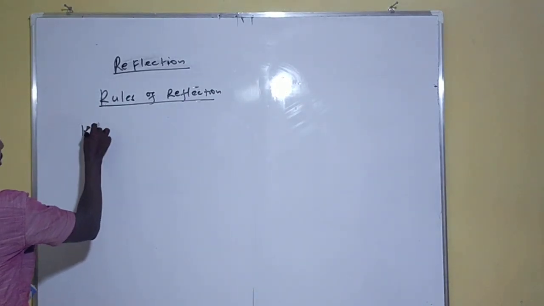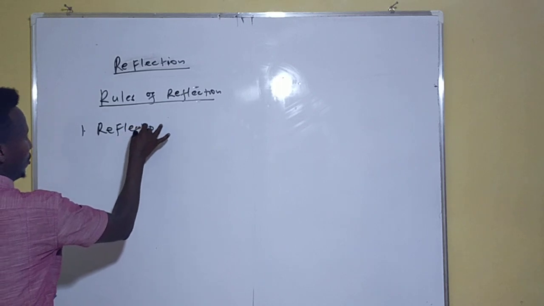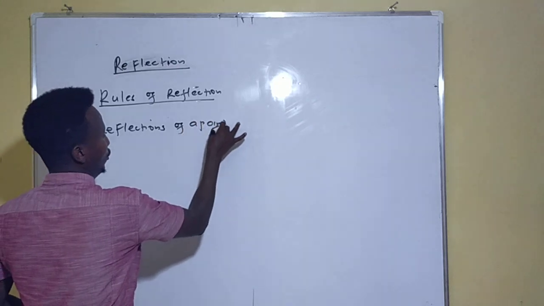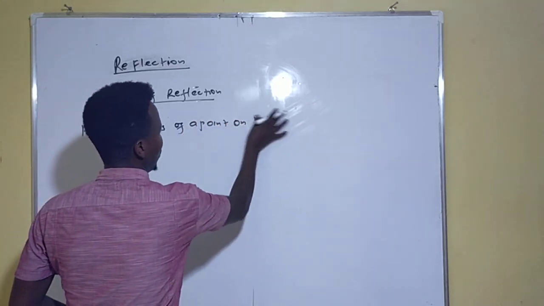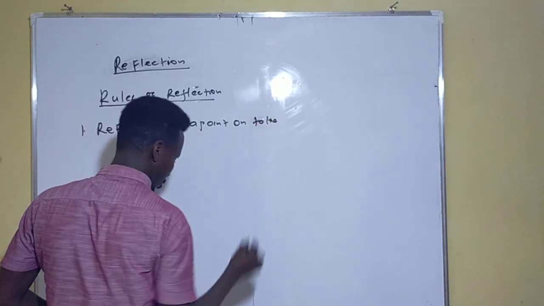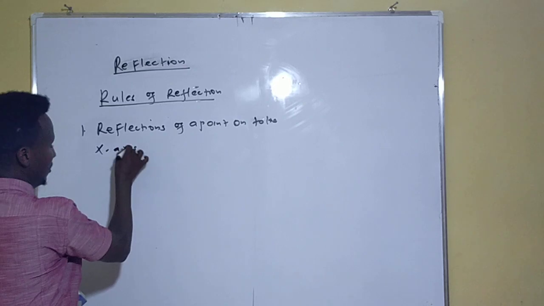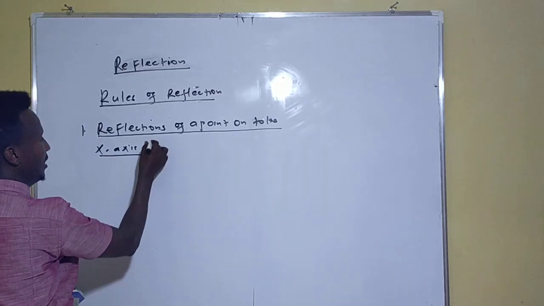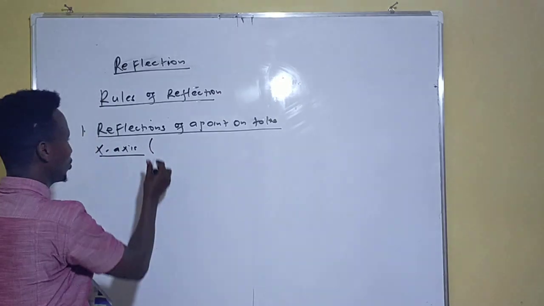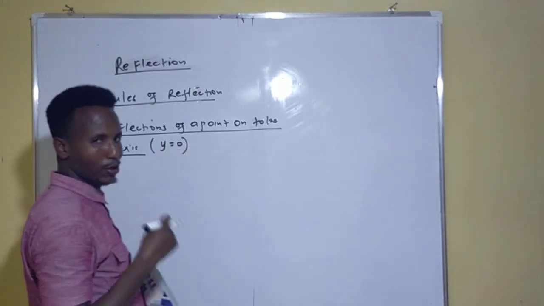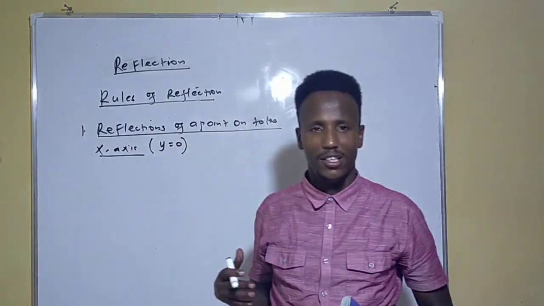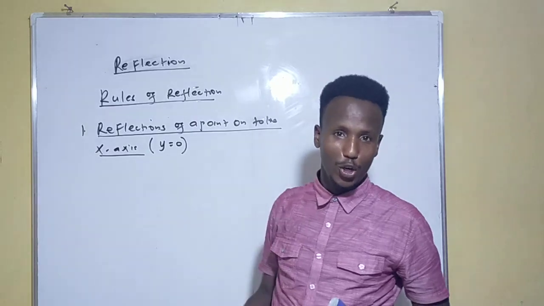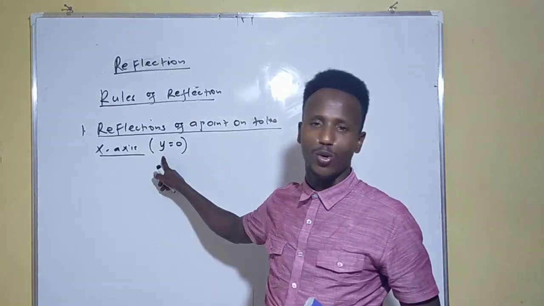Rule number 1 is reflection of a point onto the x-axis. This is the first thing we're going to discuss. Reflection of a point onto the x-axis. Don't forget, the x-axis is also called what? The line y is equal to 0. Because in the examination you can be told, reflect point A, which is maybe (3, 4), onto the line x-axis, or you can be told reflect onto the line y is equal to 0.